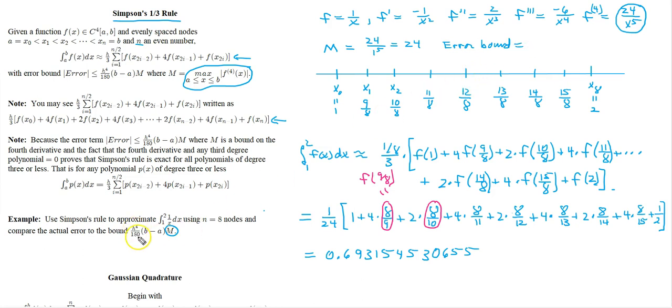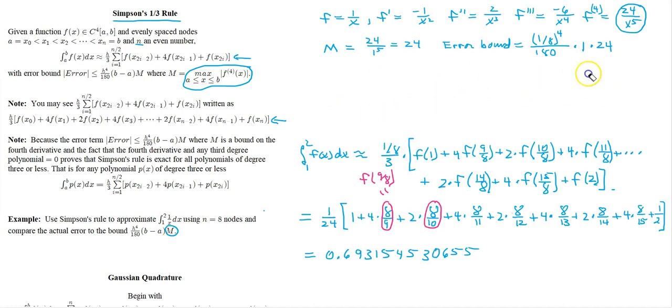And so therefore our error bound will be h to the fourth. Now the h in this case was 1/8, right? So it's going to be 1/8 to the fourth divided by 180 times b minus a, which is 1, times m, which is 24. And evaluating this, we get 0.0000325. Alright, so that's our error bound.